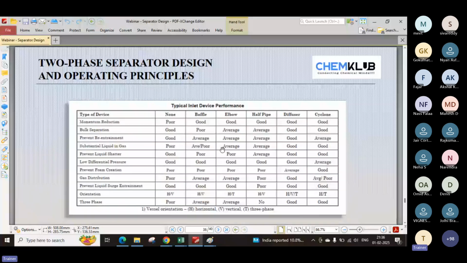These are the typical advantages or effectiveness or the benefits we get when we are using the different devices. When you have a very high volumetric flow rate of gases, then we use the cyclone type inlet devices as well. We generally don't do any sizing for that, but those are there.